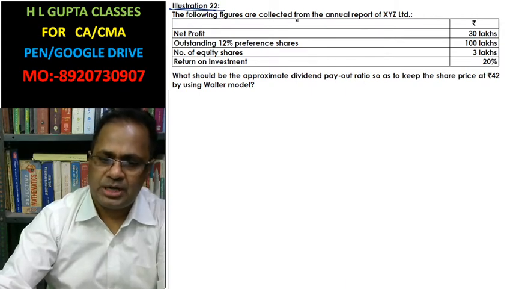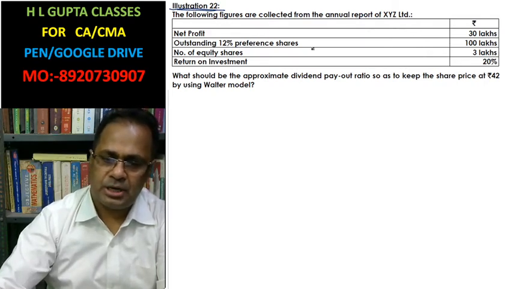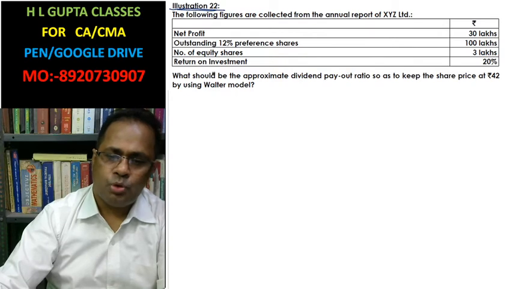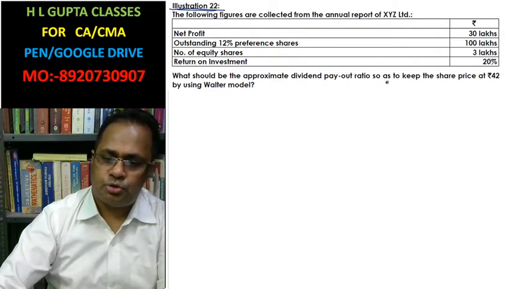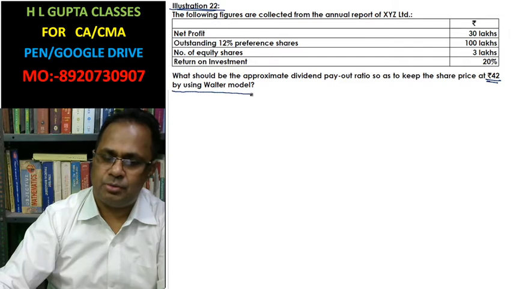The following figures are collected from the annual report of XYZ Limited. Net profit 30 lakh, outstanding 12% preference shares 100 lakh, number of equity shares 3 lakh, return on investment 20%. What should be the appropriate dividend payout ratio so as to keep the share price at 42? In this case, you need to calculate the dividend payout ratio.